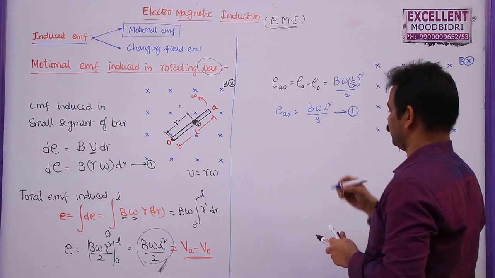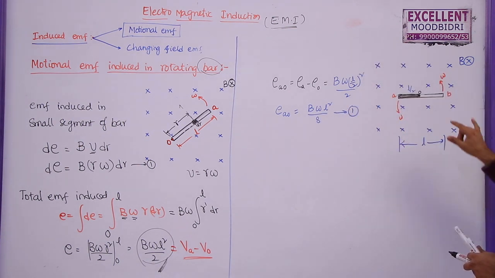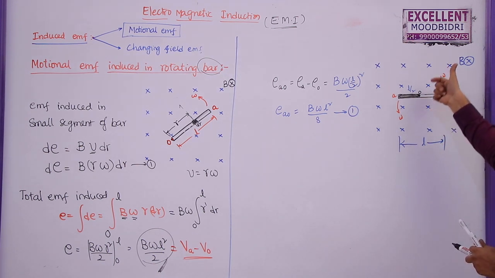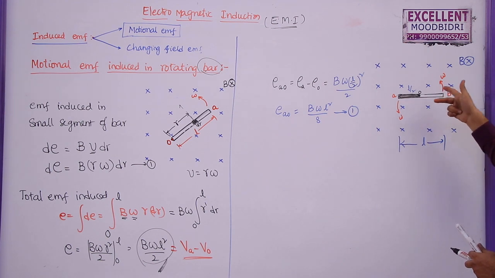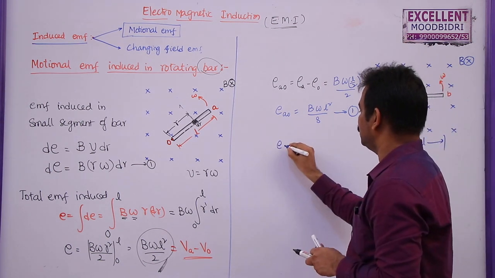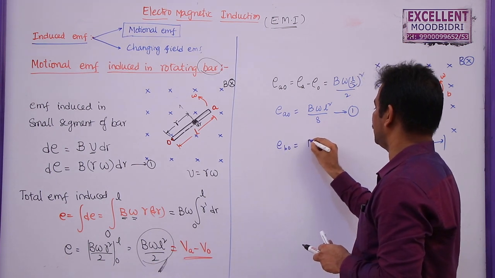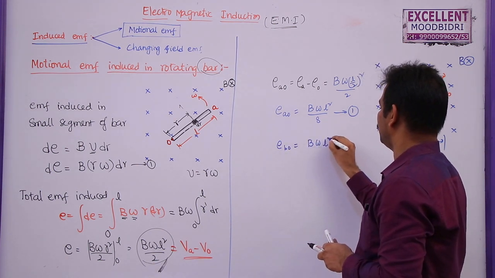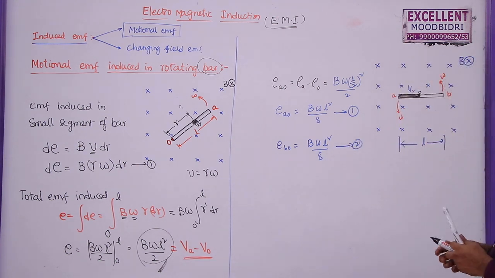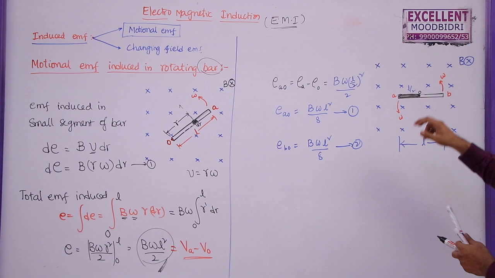This is equation 1. Similarly, if you consider this portion, here the field is inwards and the rod is moving up, and current will flow from B to O. So the potential difference between B and O is also B omega L square by 8.